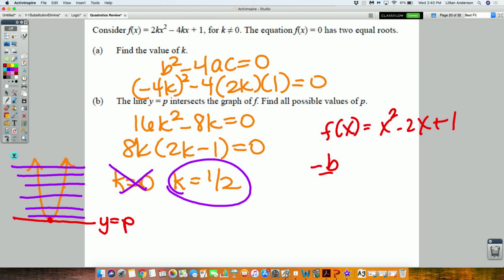Negative b over 2a. What's b? So a minus a negative 2 over 2a. A is the what value? 1. So this is 2 over 2. So the x coordinate is 1.